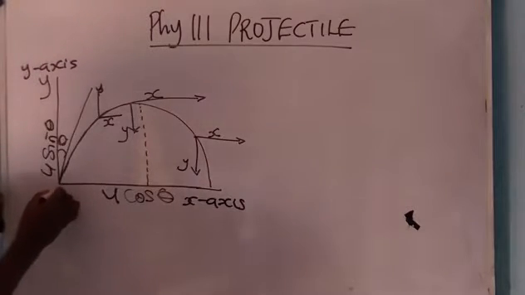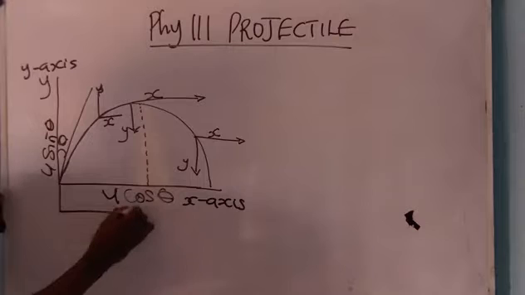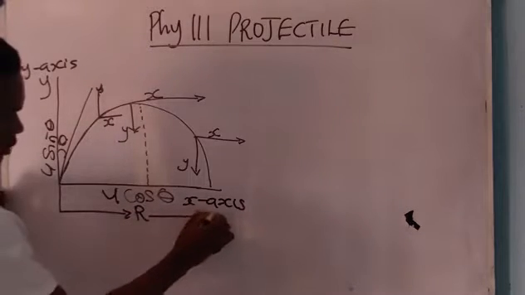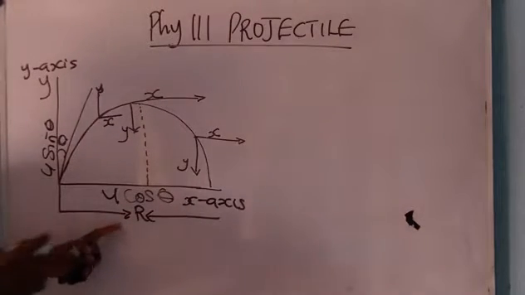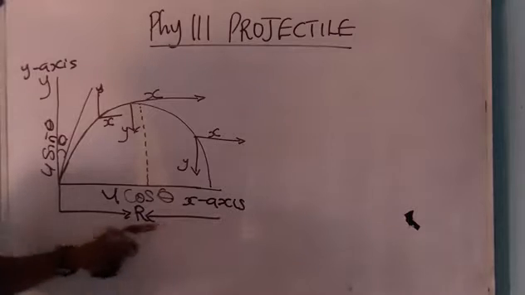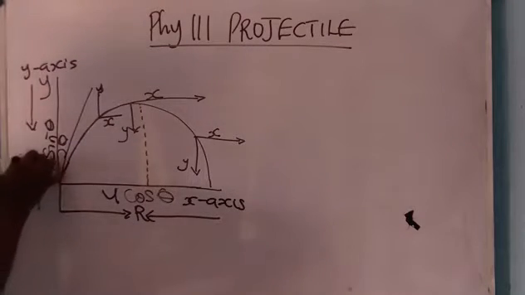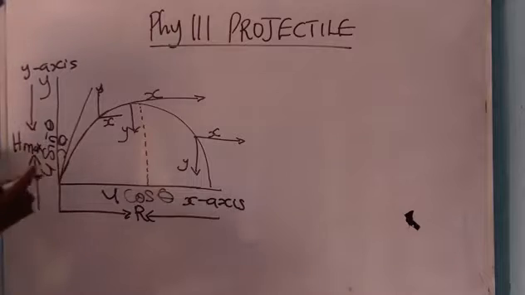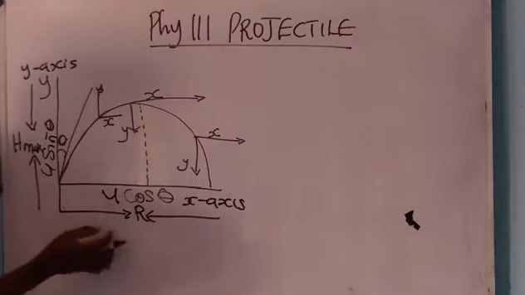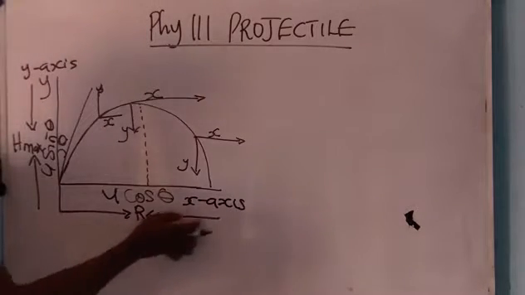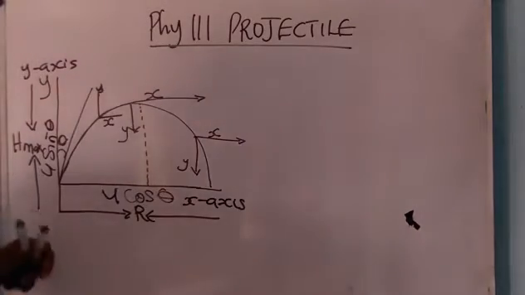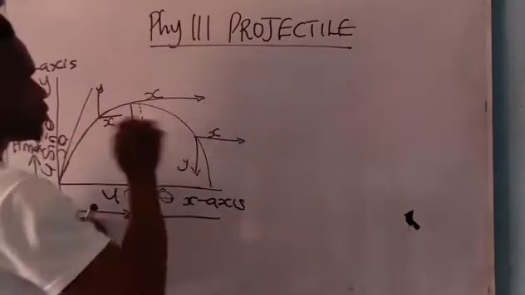Now this part is where you have the range. While this part is where you have the maximum height, that is H max. H max is on the vertical axis, while the horizontal axis is the range.